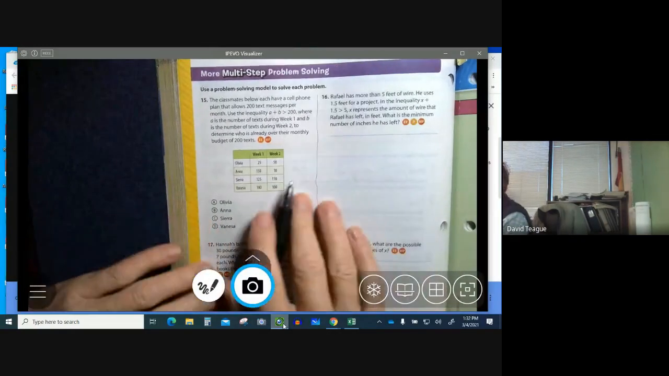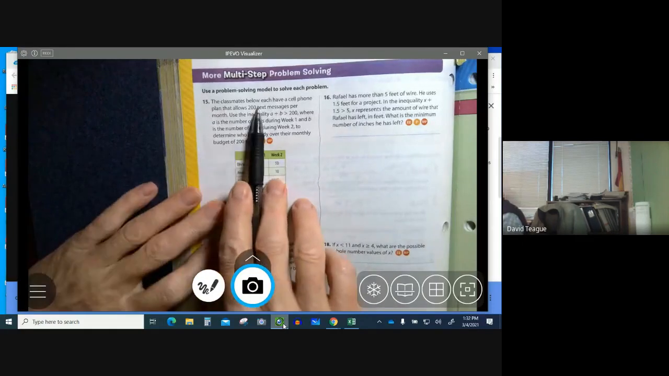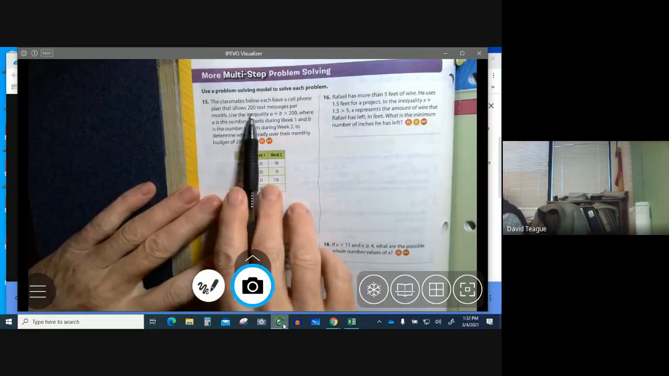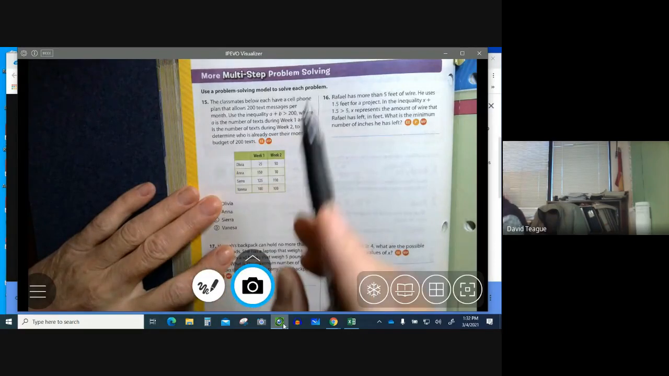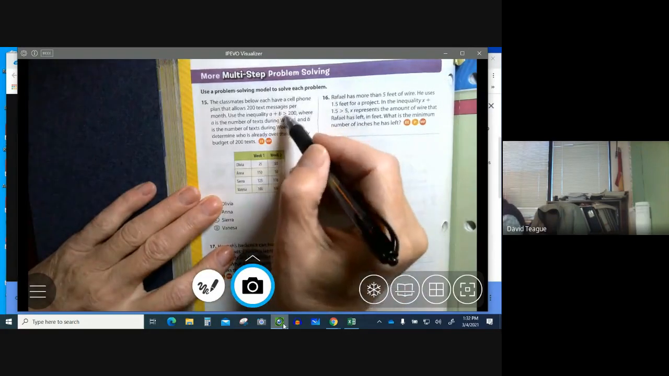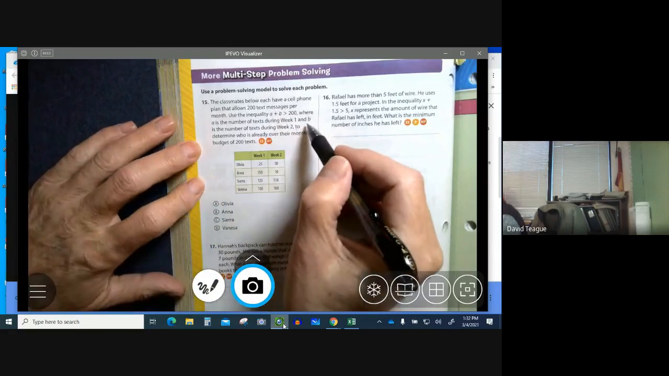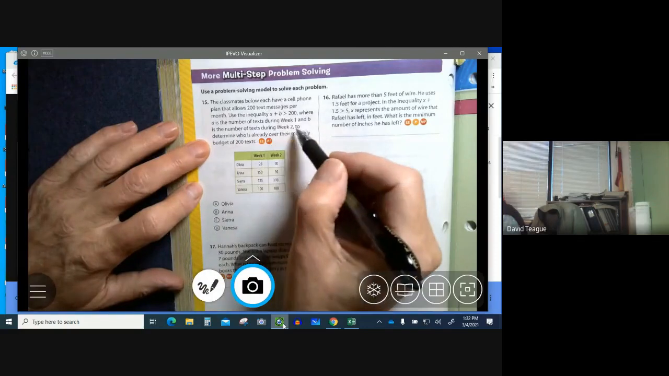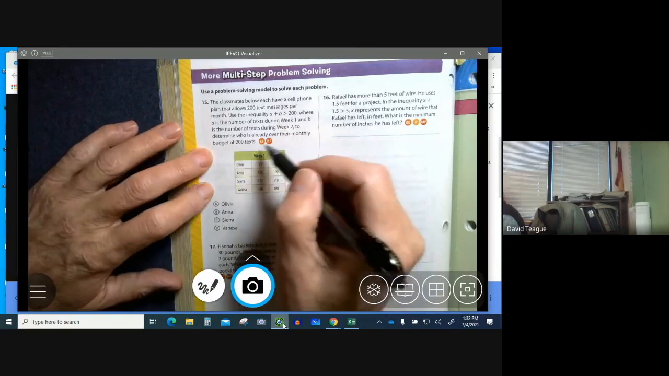Okay, so number 15. The classmates below each have a cell phone plan that allows 200 text messages per month. Use the inequality A plus B is greater than 200, where A is the number of texts in week 1 and B is the number of texts in week 2, to determine who is already over their monthly budget of 200 texts.